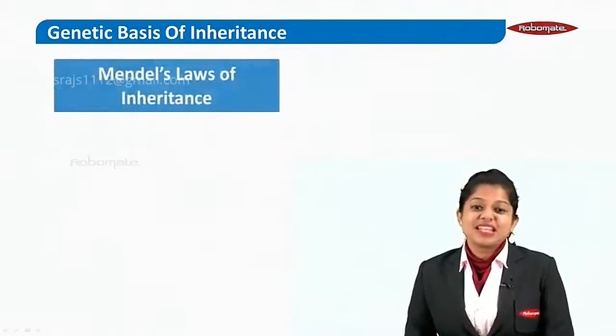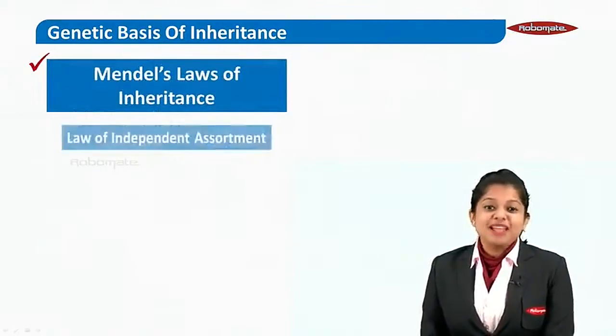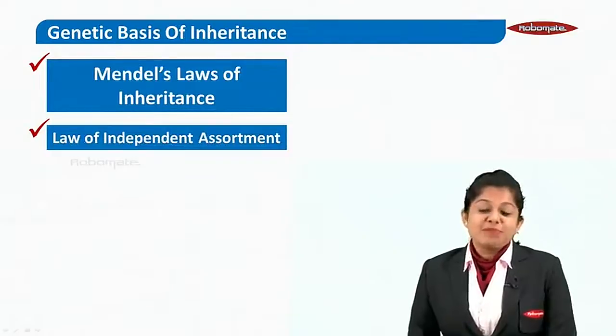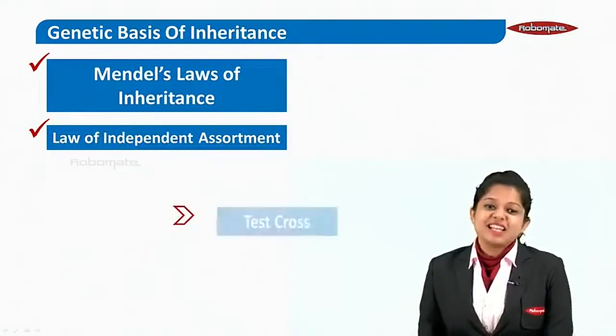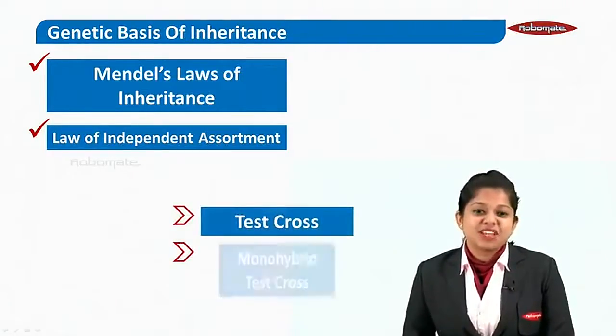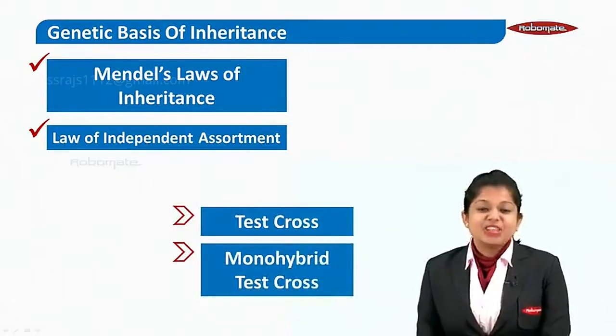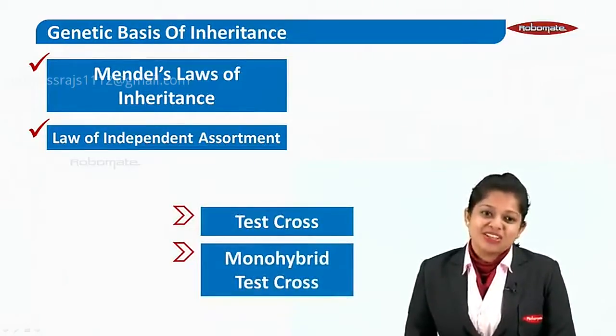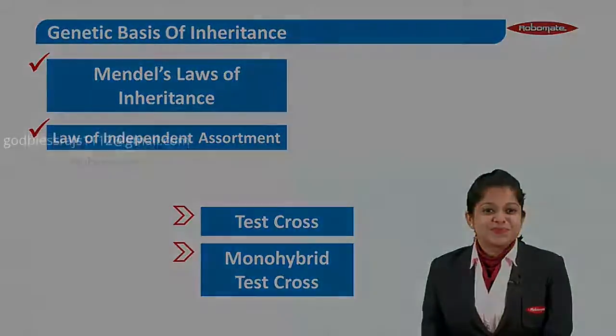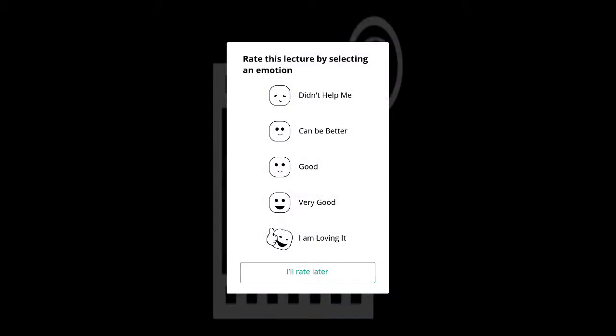So in this module we are done with Mendel's law of independent assortment, and in the next module we will be starting with the test cross and the monohybrid test cross. Thank you.